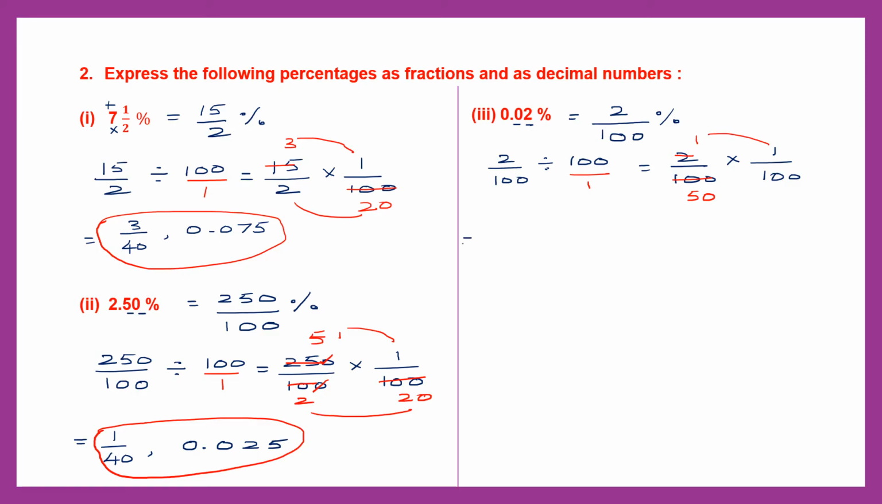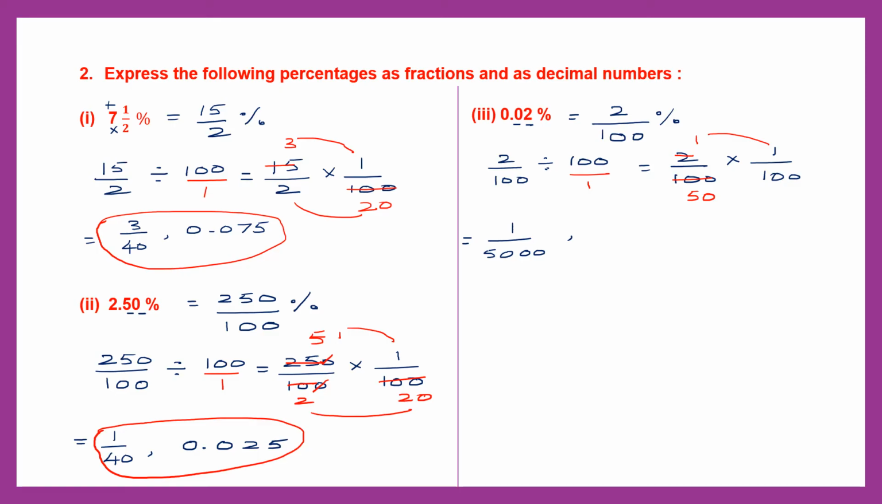So when you multiply the numerators, 1 into 1 is 1. Denominators, 50 into 100. Multiply 5 into 1, 5 ones are 5. Now count all the zeros: 1, 2, 3. So that is 5,000. 1 by 5,000 is the fraction form.